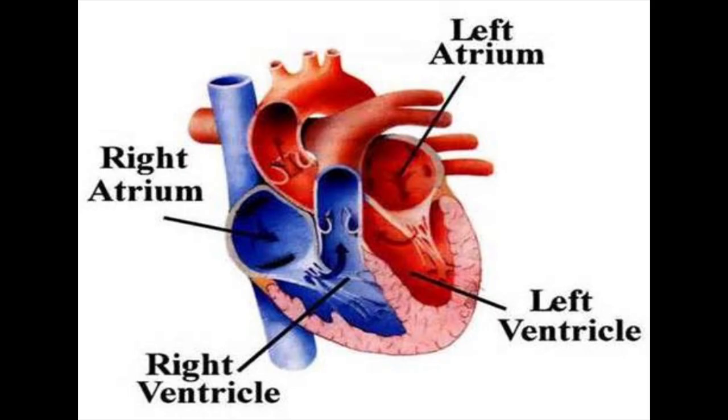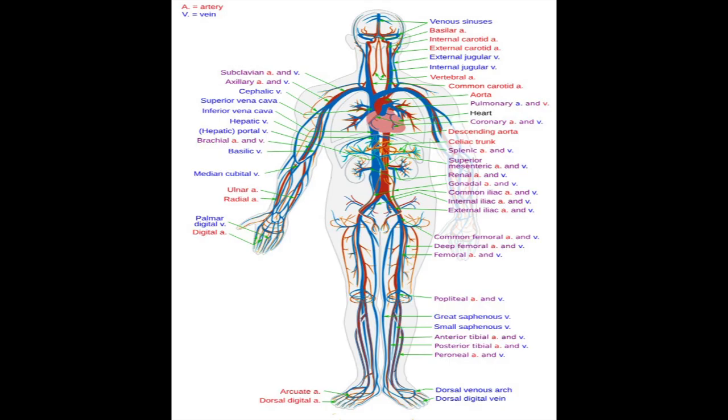First through the right side to pick up oxygen from the lungs, and then through the left side to deliver oxygenated blood to the body. So oxygen-poor blood enters the right atrium. From the right atrium it moves to the right ventricle, and then it is pumped to the lungs for oxygenation. Then what happens? The oxygen-rich blood returns to the heart's left atrium, travels to the left ventricle, and then it is pumped to the rest of the body via the aorta.